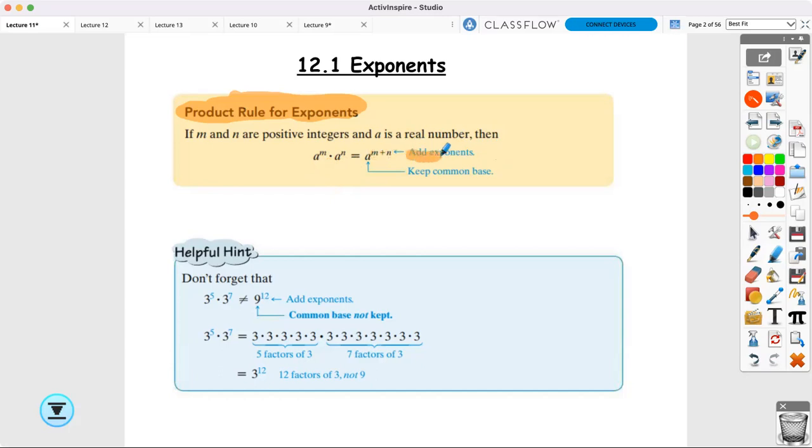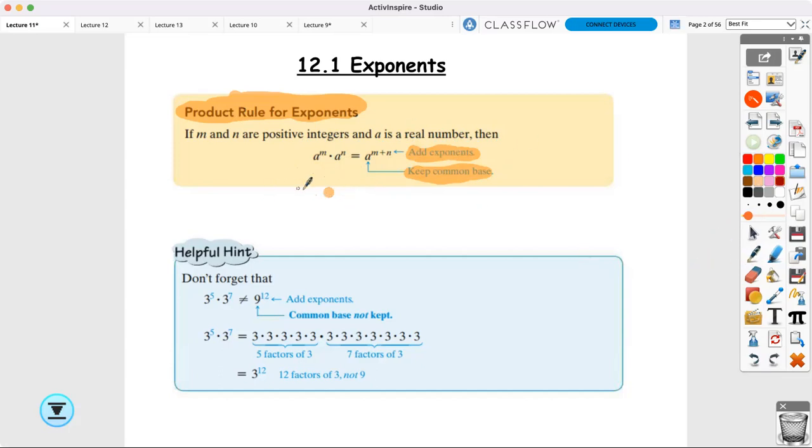So the product rule is: if we're multiplying with the same base, a and a is the base, we're going to keep the common base. The a stays there, right? A to the m times a to the n. A could be any number. A could be 5 to the second power times 5 to the third.